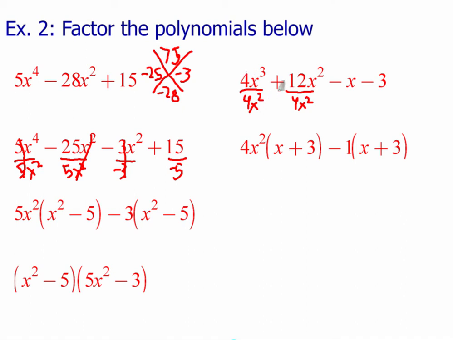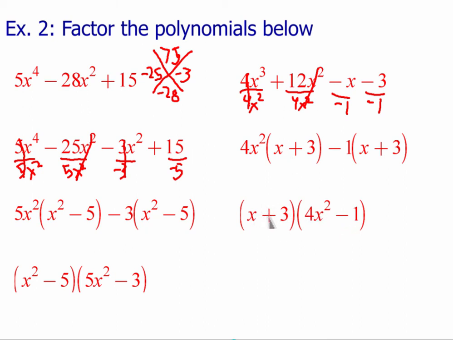And 4x cubed divided by 4x squared, the 4's cancel. x cubed divided by x squared is x. Over here, 12 divided by 4 is 3, and my x squareds cancel. Then if I look at negative x and negative 3, the only thing they share is a negative, so I'm going to factor out a negative 1. So I'm just going to divide them both by negative 1. Negative x divided by negative 1 is positive x. Negative 3 divided by negative 1 is 3. So then I'm going to go ahead and regroup these into x plus 3 times 4x squared minus 1.